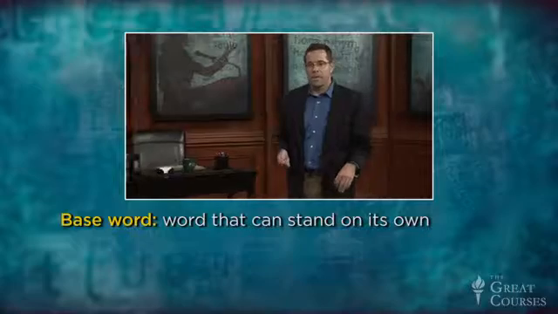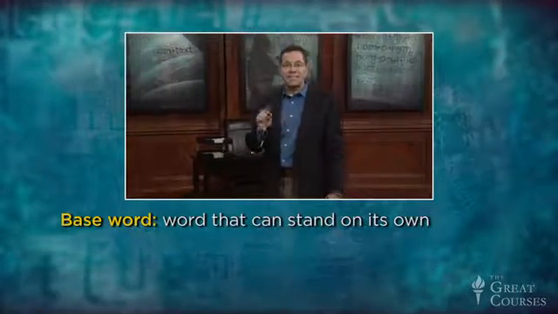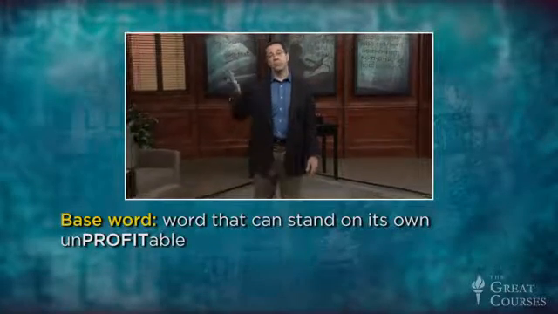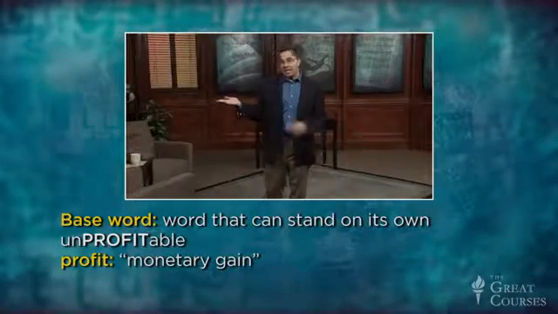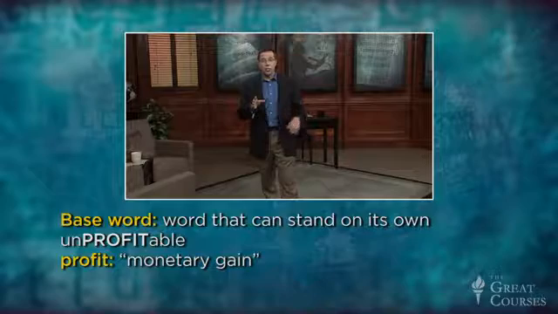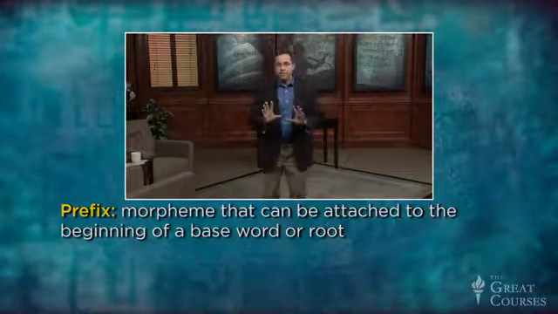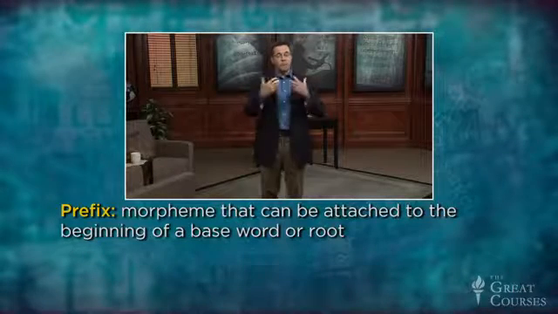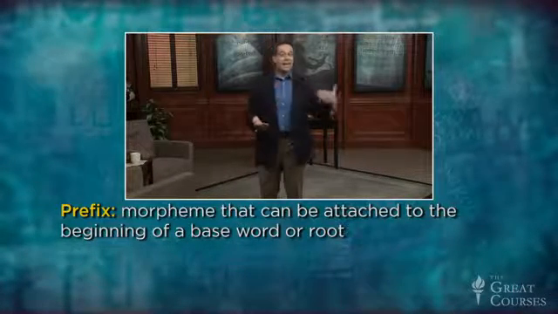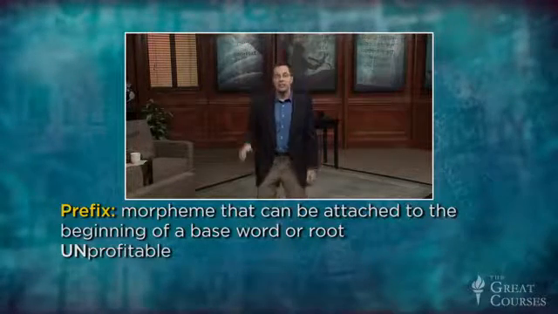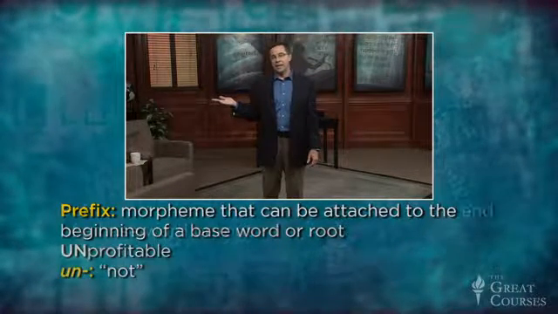Let's start with a simple word, unprofitable. Now, a base word is a word that can stand on its own. In the word unprofitable, the base word is profit. It can stand alone, and when it does so, profit just means monetary gain. A prefix is a morpheme or unit of meaning that can be attached to the beginning of a base word or root. The prefix in unprofitable is un, meaning not.